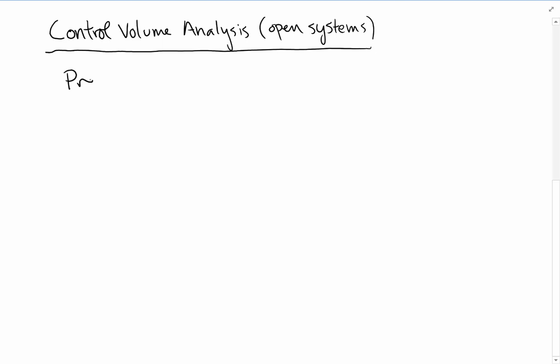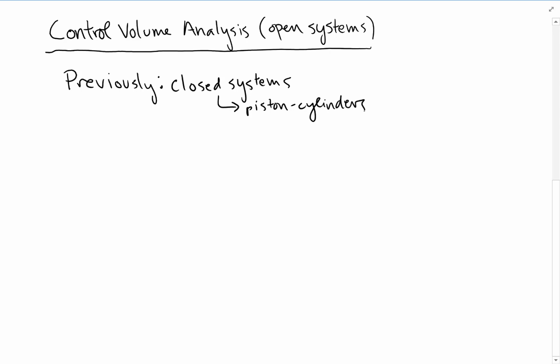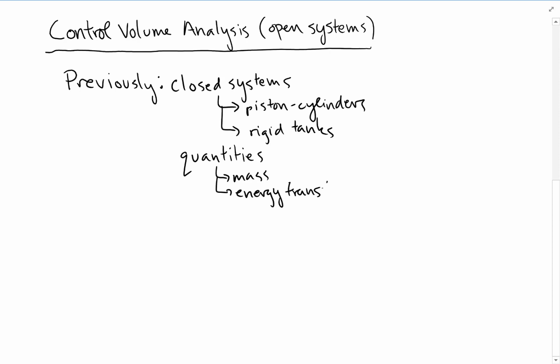Whereas previously we focused on closed systems, and typical closed systems that we saw were things like piston cylinders and rigid tanks being the most common two. Previously, we also dealt with quantities. With a closed system, typically you would have a quantity of mass experiencing a quantity of energy transfer. And those things are going to be a little bit different as we move on to open systems.